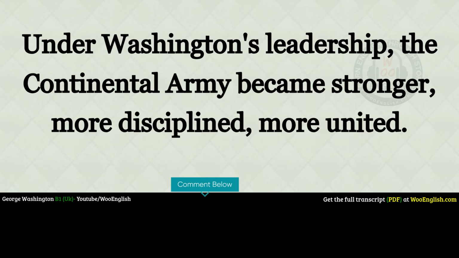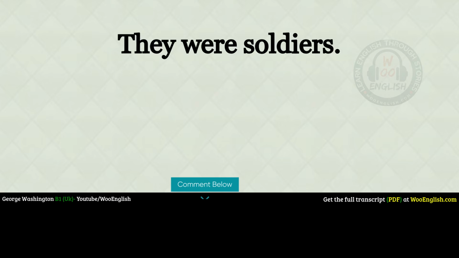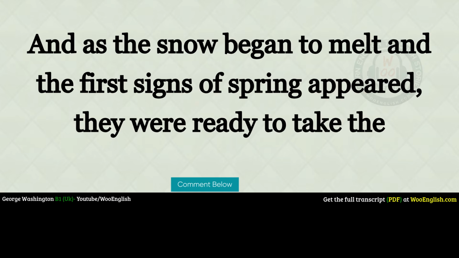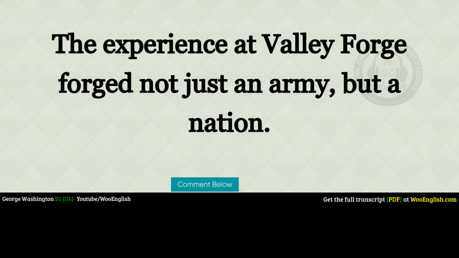Under Washington's leadership, the Continental Army became stronger, more disciplined, more united. They were no longer just a group of farmers and tradesmen with muskets. They were soldiers. And as the snow began to melt and the first signs of spring appeared, they were ready to take the fight to the British once more. The experience at Valley Forge forged not just an army, but a nation.